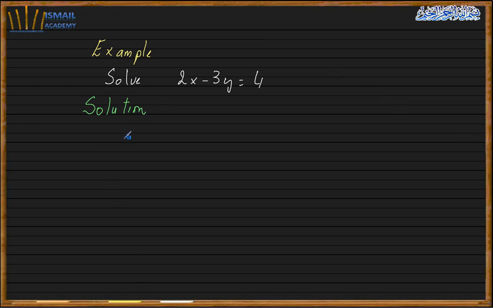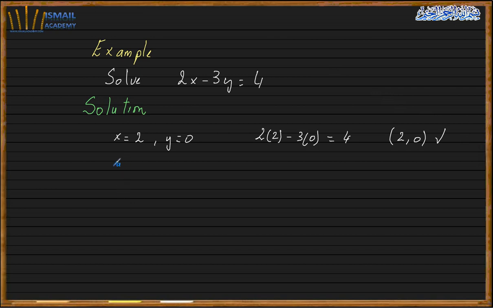For example, if I choose x equals 2 and y equals 0, when I substitute, I get 2 times 2 minus 3 times 0, and this should give me 4. 2 times 2 is 4, minus 0 is 4. So this is a solution. I can say the ordered pair (2, 0) is a solution.